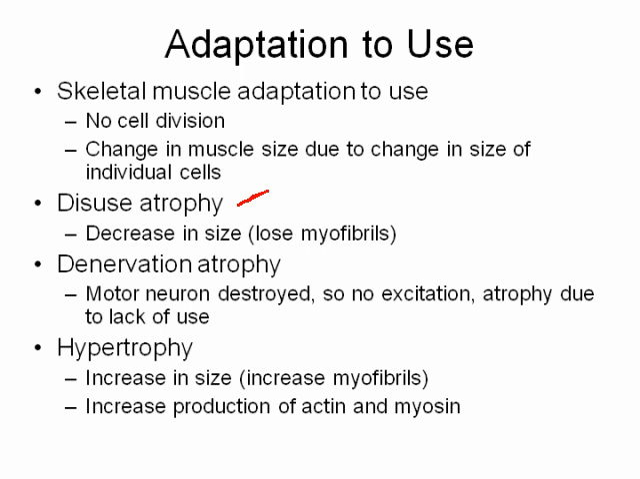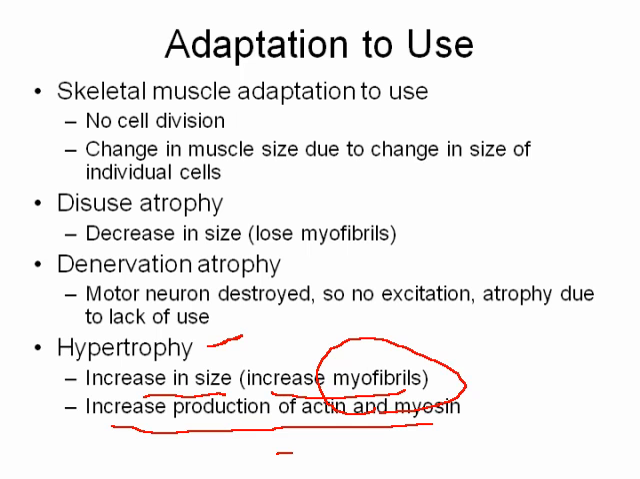So we have atrophy due to disuse. You can also have atrophy due to denervation. If the motor neuron has been damaged or destroyed, you don't have any excitation, so therefore there will be atrophy due to lack of use, just as we have with disuse atrophy. You can have hypertrophy. This is an increase in size. In this case, we're increasing the number of myofibrils, which is increasing the size of the individual cells. And with that, obviously, there's going to be an increased production of actin and myosin in order to increase the number of myofibrils.